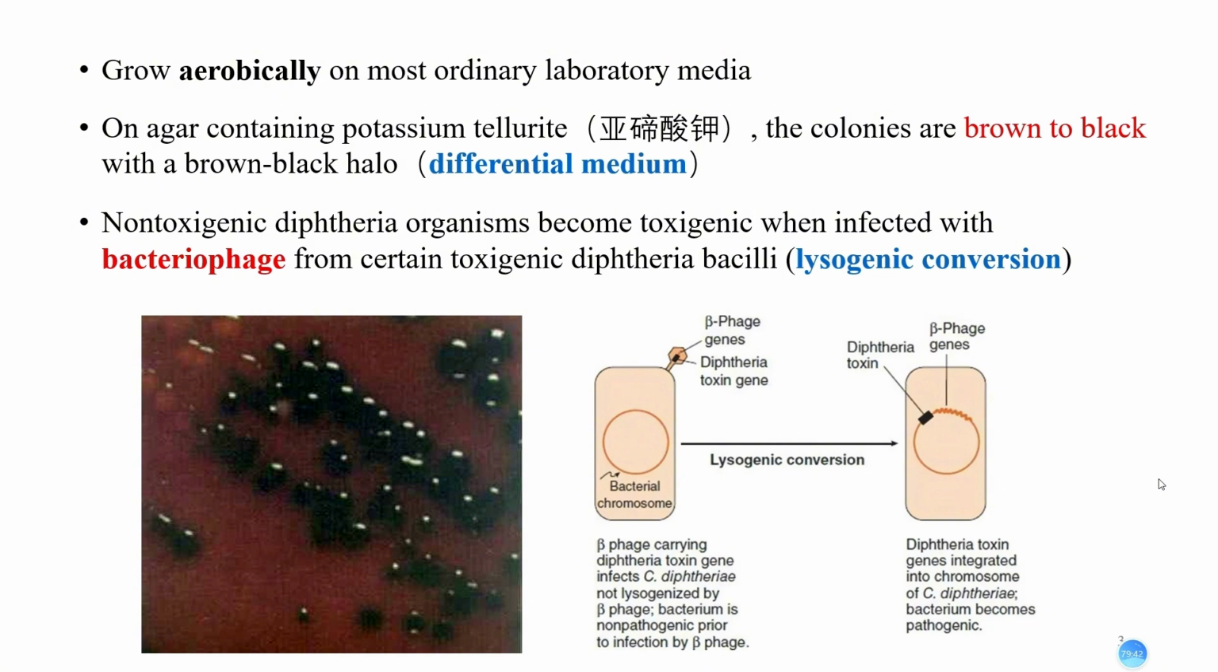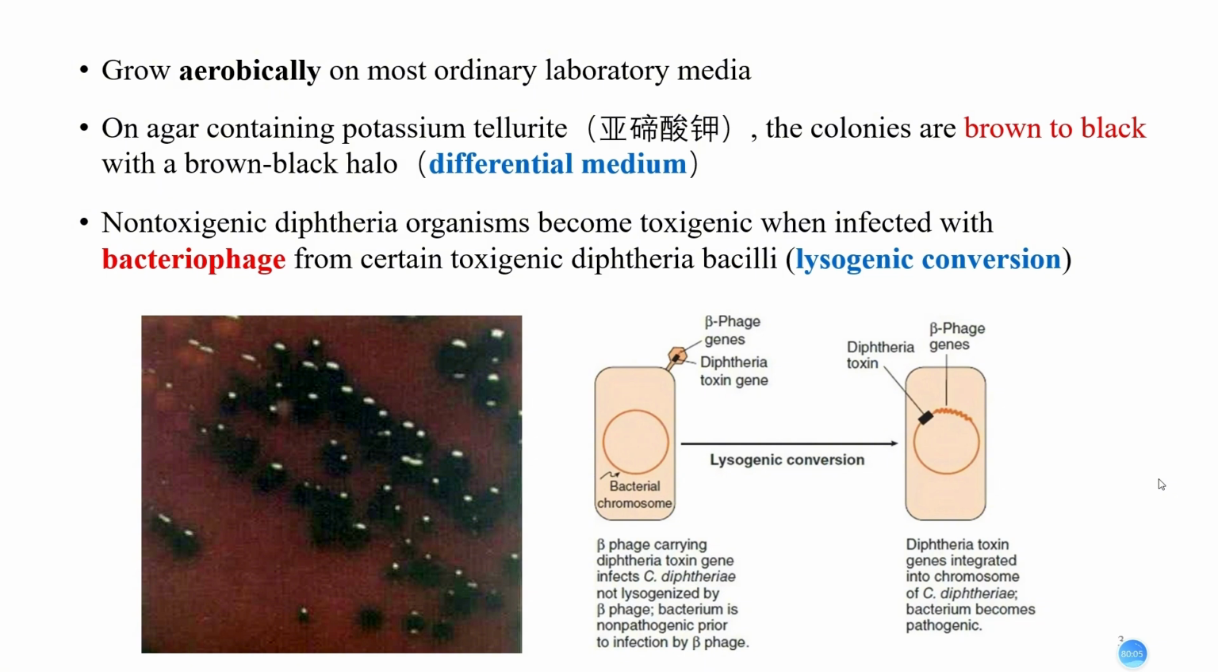When we grow the diphtheria bacteria, they grow better in the presence of oxygen. They grow aerobically, and they are not picky about their medium. So they can grow in a lot of different types of media. They're not picky about their nutrients.